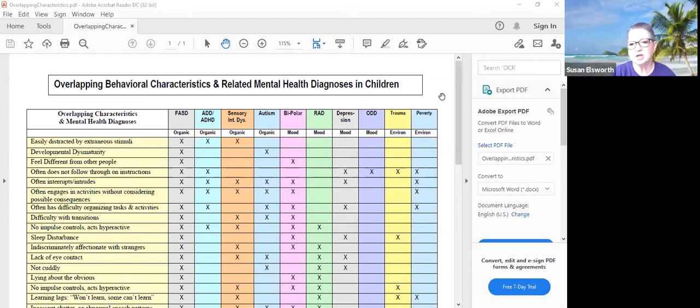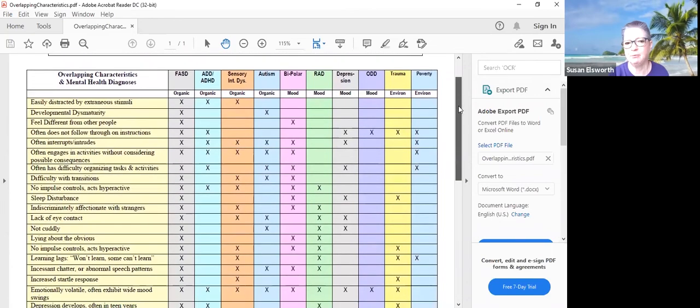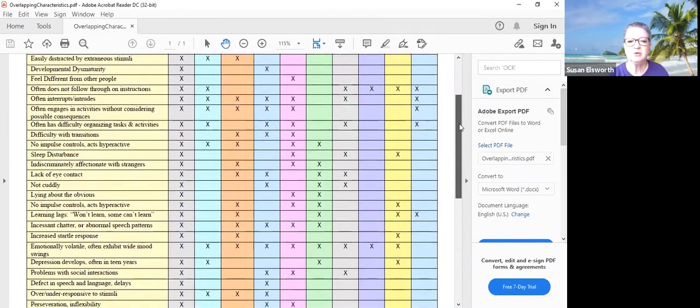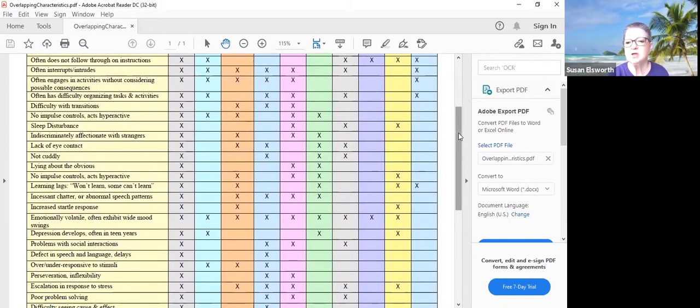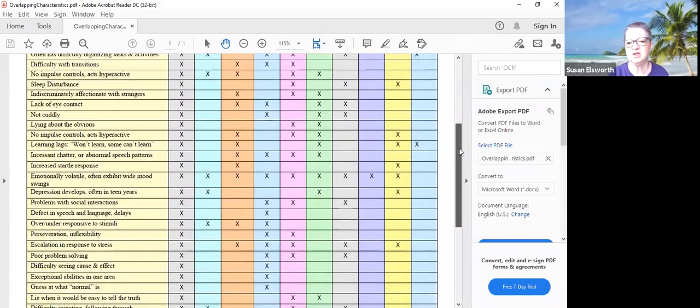So I'm just going to scroll slowly down the side. And this is the PDF that you will get when I get your email address, so that you can have this for reference. And you can see how many times there is this crossover. So how can you tell the difference between the two?